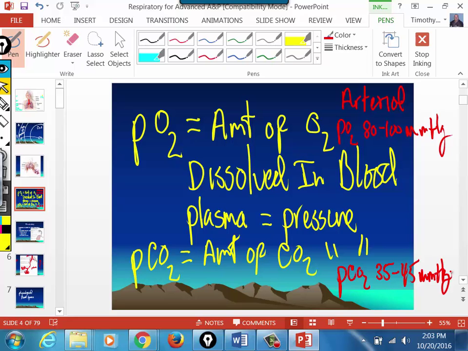And again, these are measured in people who are really pretty sick. They've got a lot of stuff going on. The reason that you don't measure these routinely is that you have to actually puncture an artery in order to get these values. So you don't want to be routinely puncturing people's arteries for that. So that's that. That's PO2 and PCO2.